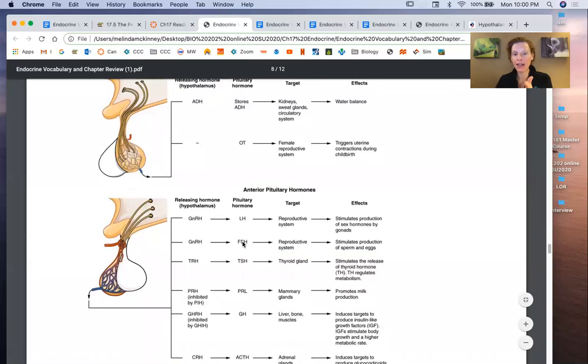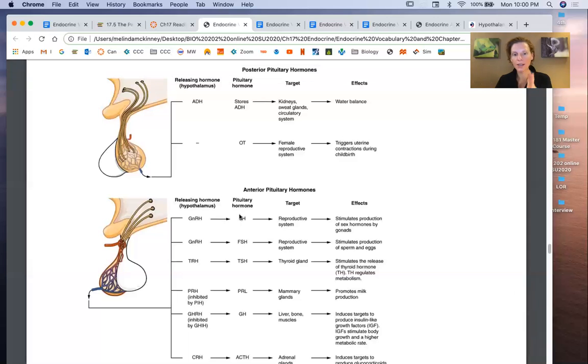So then once the target gland receives those hormones, it will secrete in turn another hormone, which is going to go through the bloodstream and act on a target organ. So let's just go through an example.